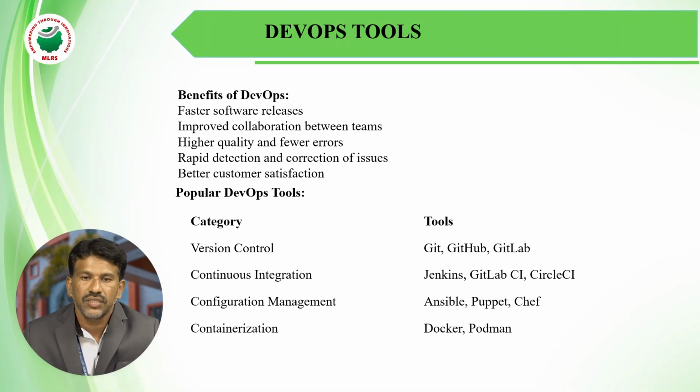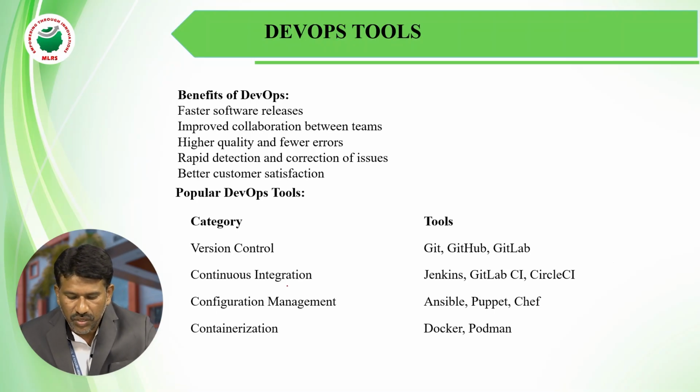And the second one is continuous integration. Coming to the continuous integration, it will follow tools like Jenkins, GitLab continuous integration, and Circle CI. So in this category, these are all the tools. And the third one is configuration management. When we see the configuration management, Ansible, Puppet, and Chef are all open source tools. When we use these tools, you have to download and install them, and we can utilize them. And coming to containerization, it will follow Docker and Podman.